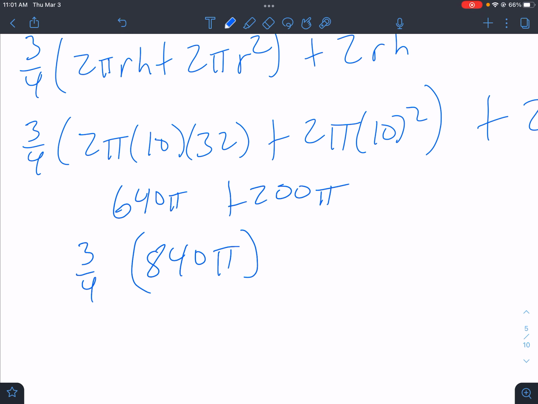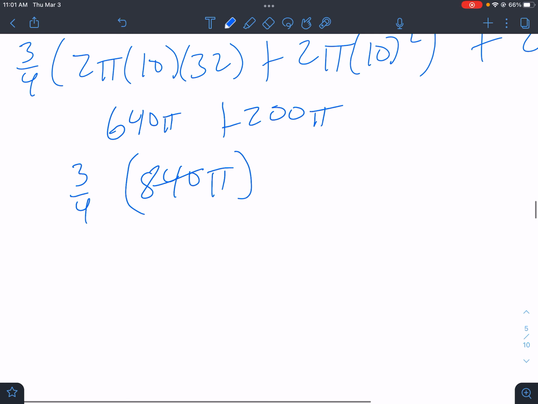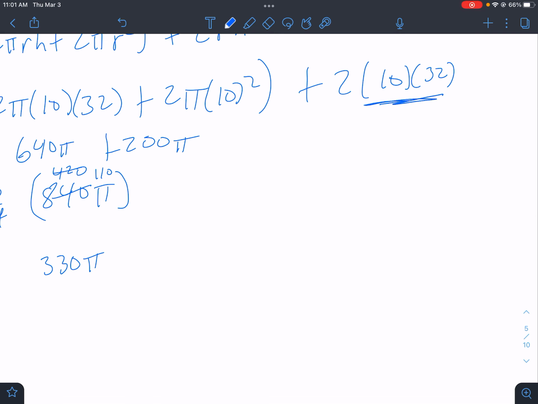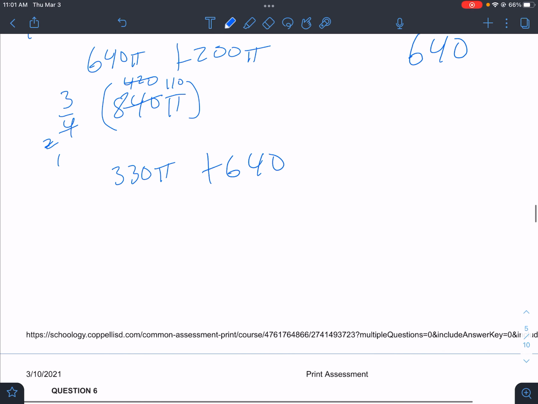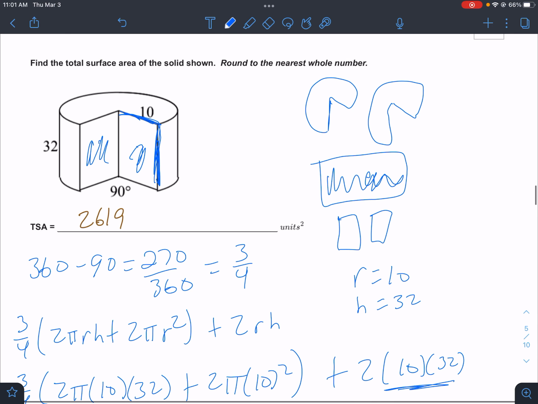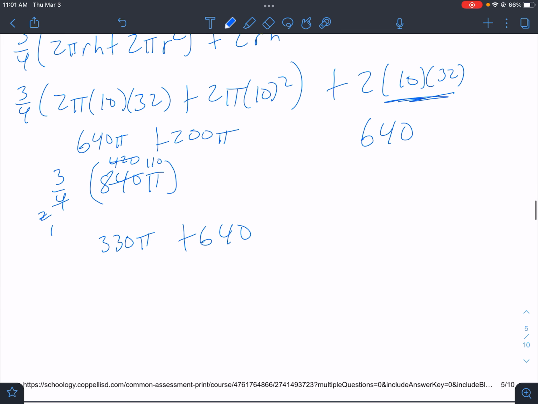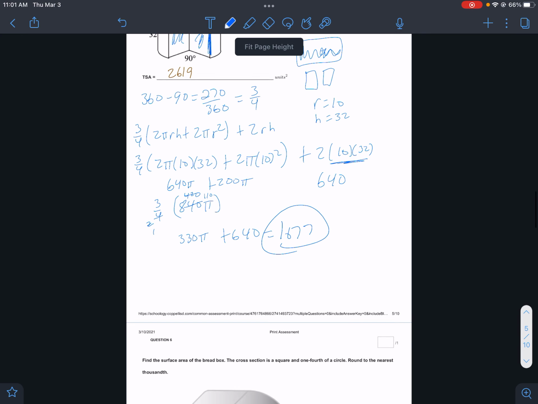If you can't divide by 4, try dividing by 2. If I divide by 2, that's 420, and then I can divide by 2 again, that's 110, and then times 3 would be 330 pi. Over here, don't forget this part, that would be 640. So there's my answer, but they probably want us to round. Yeah, it looks like it's rounded to the nearest whole number. So 330 pi plus 640 is 1676.7, which is 1677.